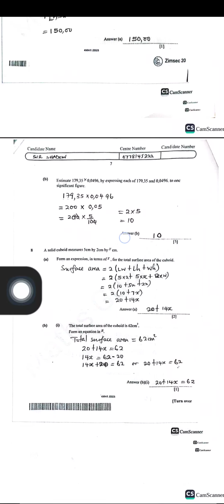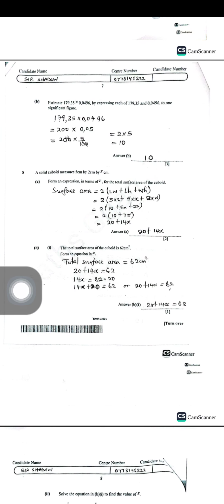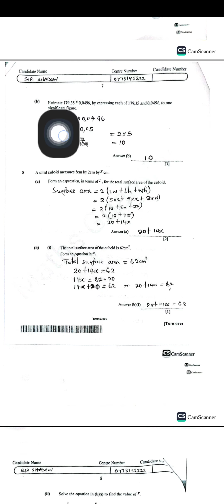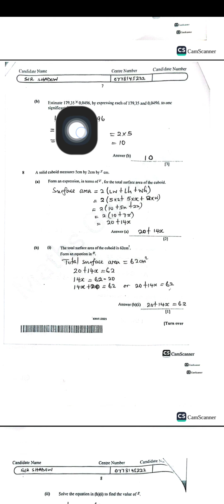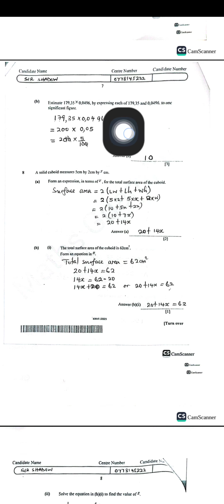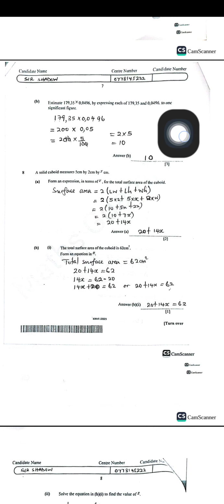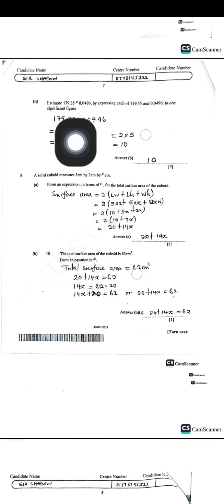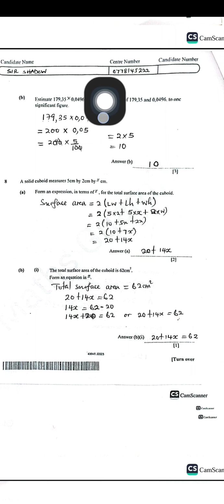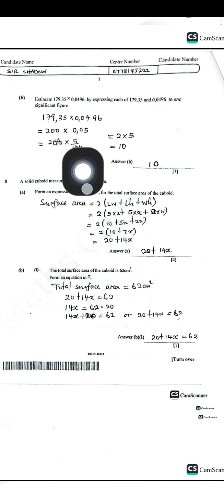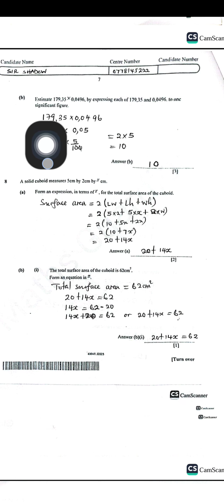Right, let's move on. Another question here is part B. Estimate 179.35 times 0.0496 by expressing each number, 179.35 and 0.0496, to one significant figure. All right. So we want to multiply the two numbers, but remember to estimate each number by rounding it to the nearest one SF, which is one significant figure.